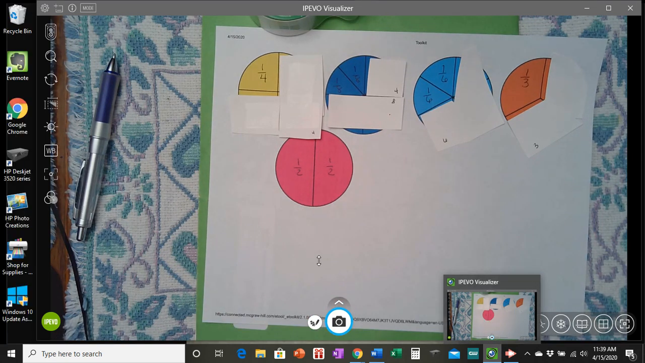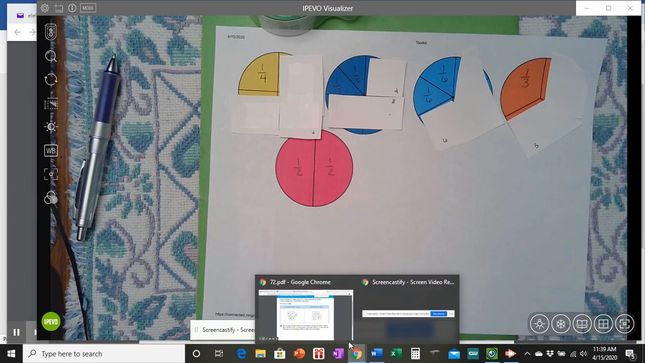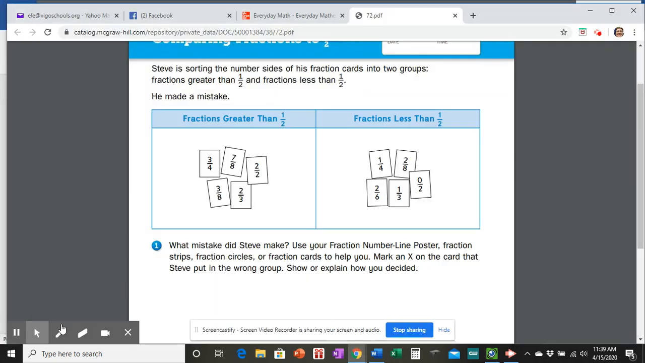So we need to put an X on the 3/8 because 3/8 is greater than 1/2. 3/8 is less than 1/2. Sorry guys, I made a mistake there. So 3/8 is less than 1/2, so the 3/8 should be over here.